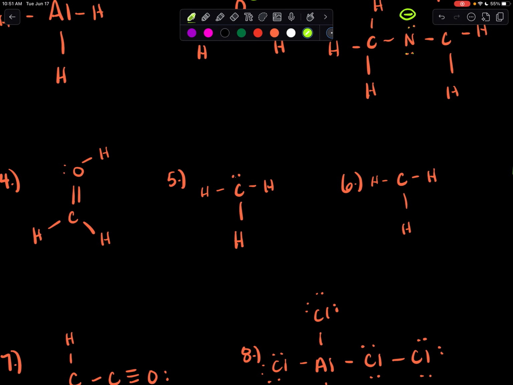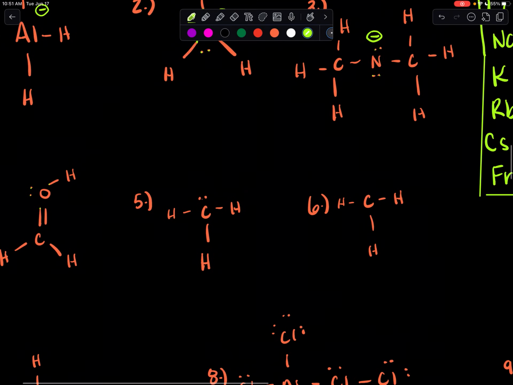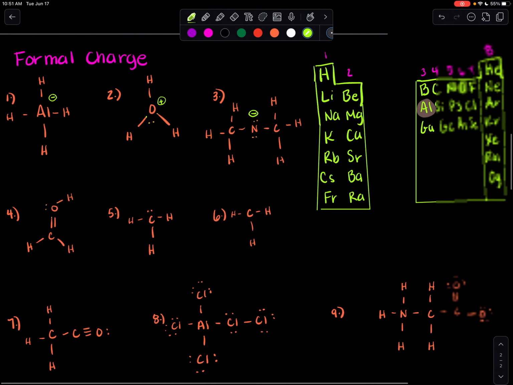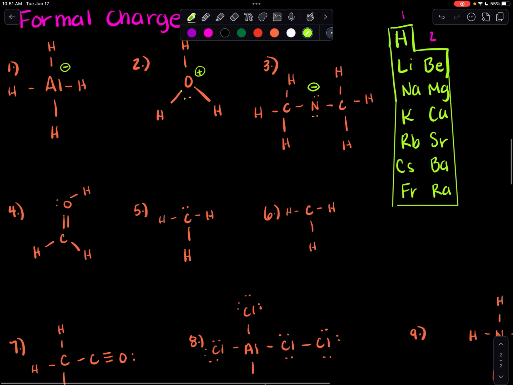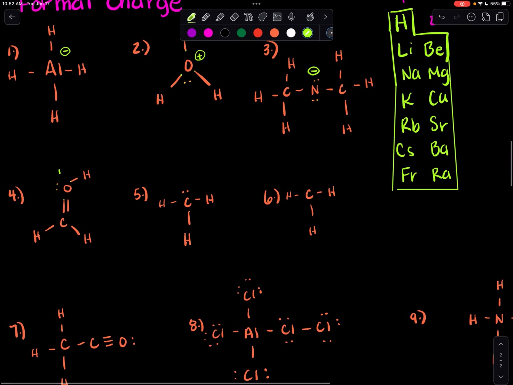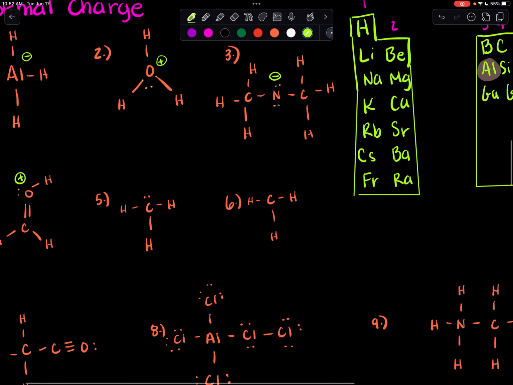So let's go ahead and look at oxygen. Let's count 1, 2, 3, 4, 5. And we just looked at it. Oxygen likes to have 6 right here, and we have 5, so we're missing 1. So it's going to have a positive charge.